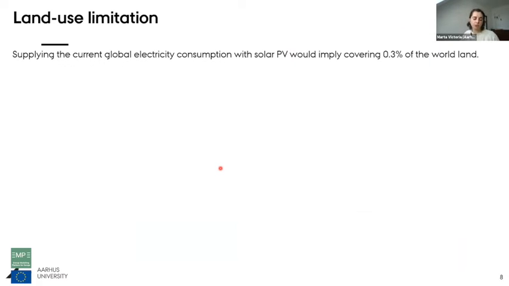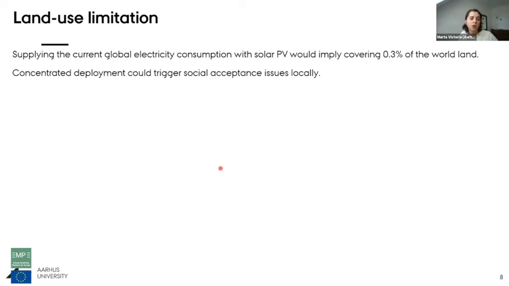What about the land use? Well, first thing I would like to mention is that if we make a calculation, supplying the current global electricity demand using PV requires covering 0.3% of the world land. So of course, we can use the world's land to do that. So from a global perspective, that's not a limitation, but concentrated deployment of solar PV could trigger social acceptance issues.